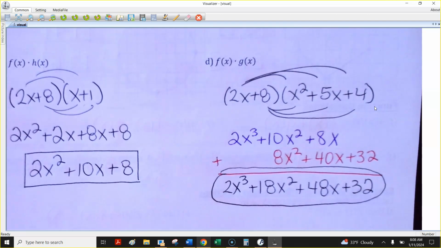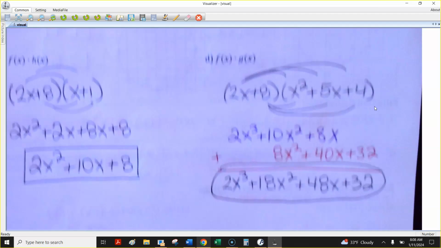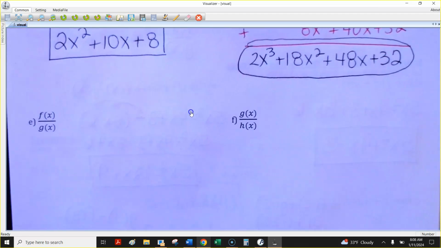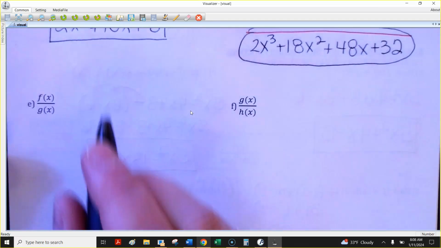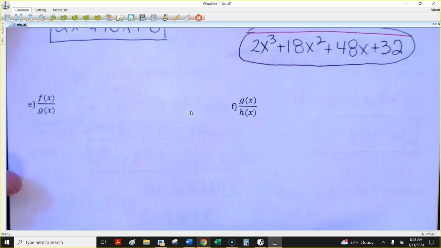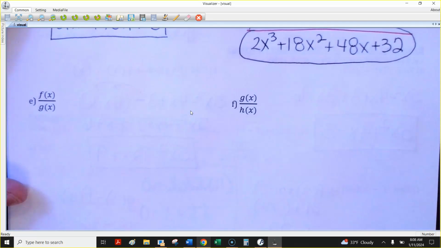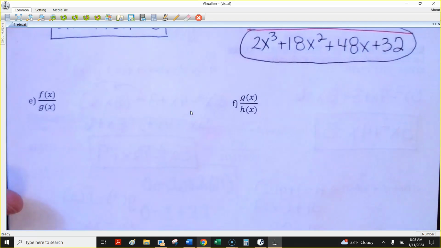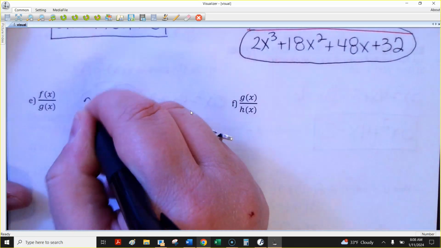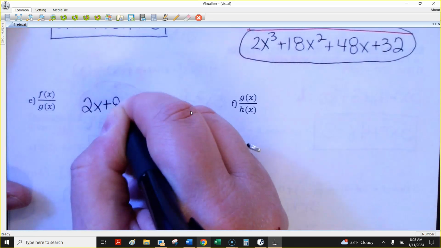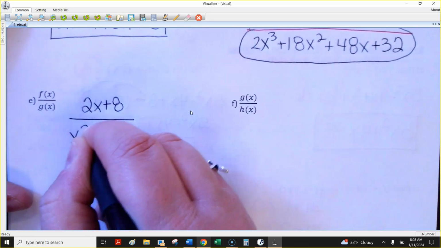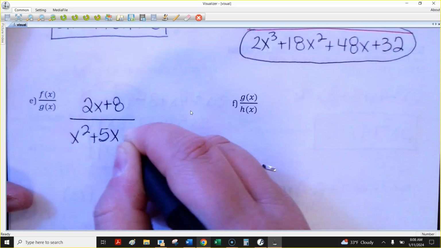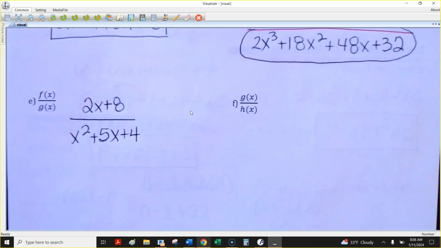Okay, now, these last two are the trickiest. So, when you're working with division, I'm literally just going to copy the functions here. This says f of x divided by g of x. If we're working with numbers, this is not as big of a deal, but if you're working with variables, this can confuse people. Okay, let's see. F of x is 2x plus 8, and g of x is x squared plus 5x plus 4.